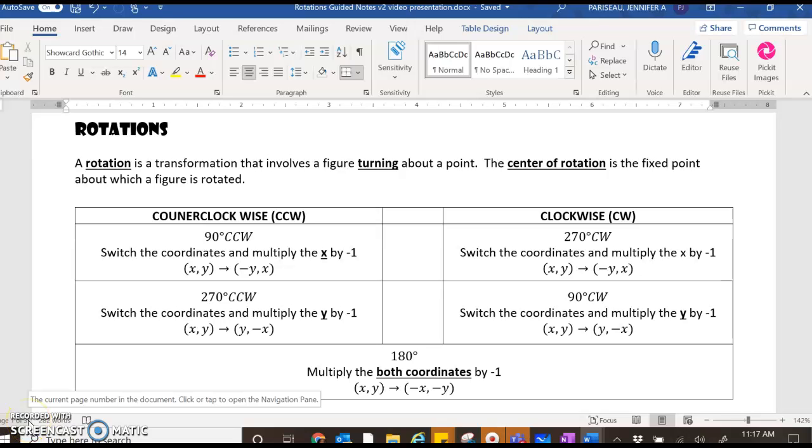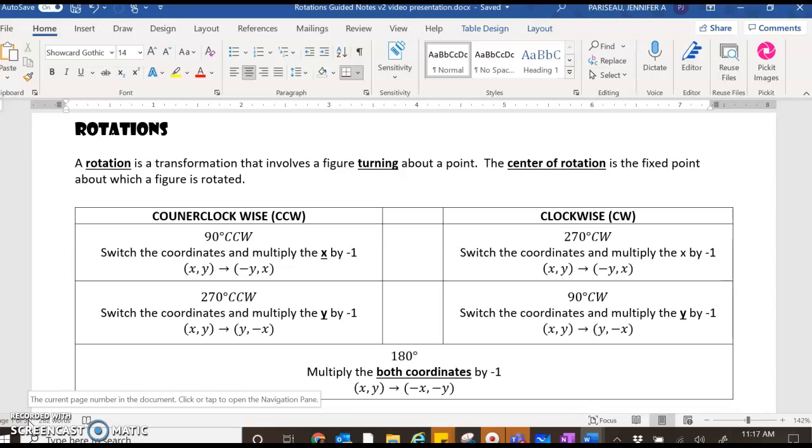All right, everybody. So we're going to talk about rotations today, and hopefully you did the discovery and we have had a chance to talk about what we saw happening between the points and kind of creating these rules so we can predict the points without actually having to turn the figure on the coordinate plane. So a rotation is just a transformation that involves a figure turning about a point.